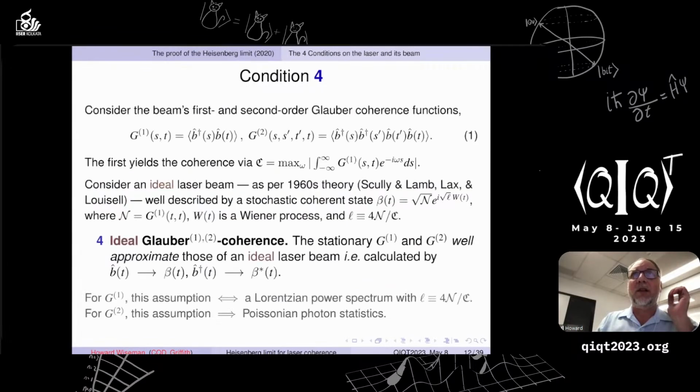But let's at least say that the intensity fluctuations, given that the second order Glauber coherence function well approximates that of an ideal laser beam, which is basically just saying it's a coherent state, then that means that in terms of intensity, it's exactly like a coherent state. So we'll have exactly Poissonian distributions. If you could look at the intensity in phase space, it would be exactly Gaussian, if it were possible to satisfy that.